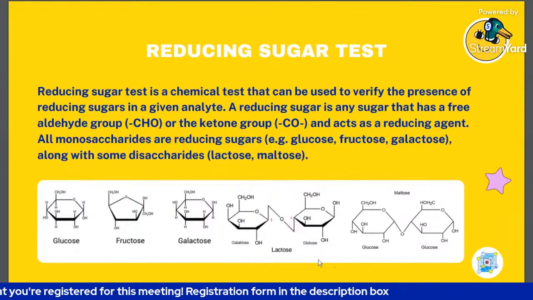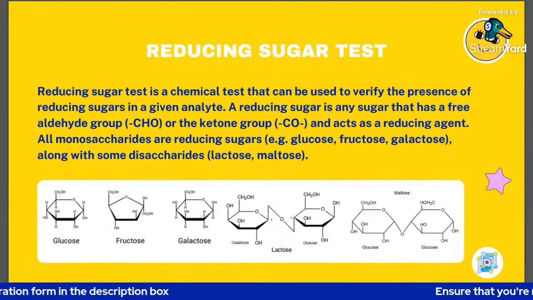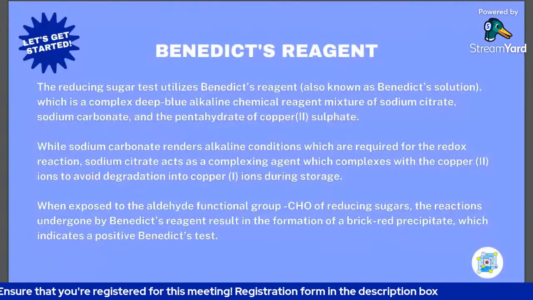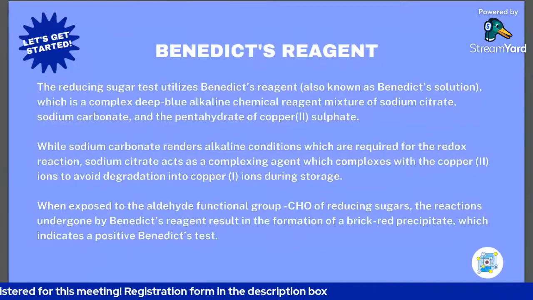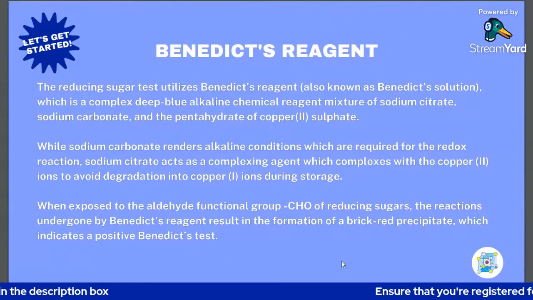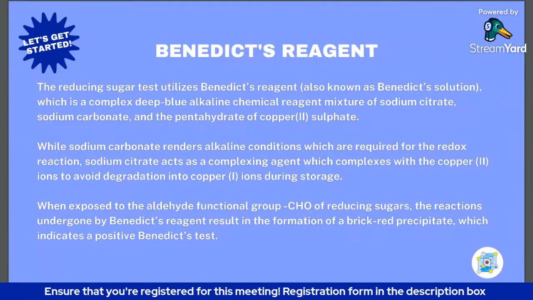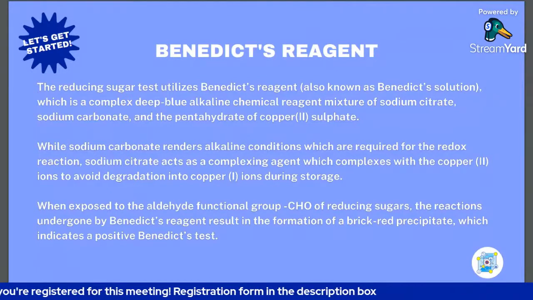So some of the examples we have here are glucose, fructose, the lactose. Those are monosaccharides, and then we have lactose and maltose, which are disaccharides. So Benedict's reagent is what we actually use to carry out the test for our reducing sugars. The reducing sugar test utilizes this solution that we're going to use today. It's a bright blue solution. If you know what copper sulfate looks like, then that's pretty much how it looks.